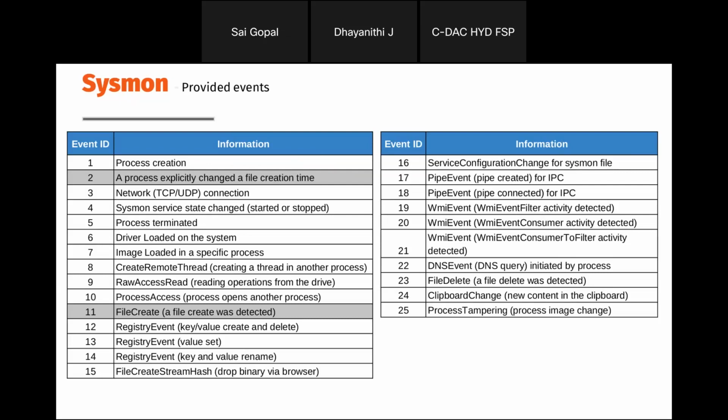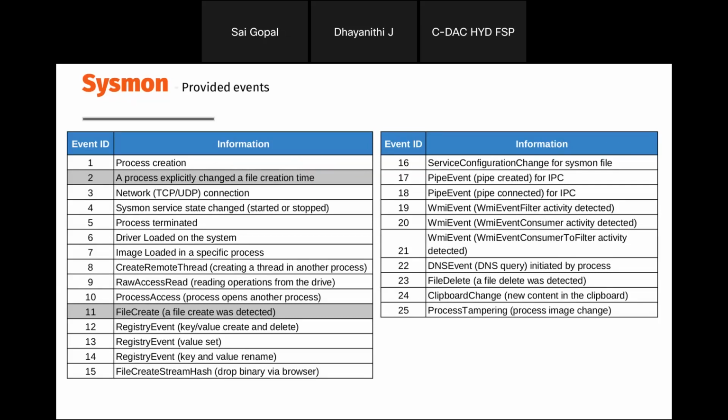Okay, process access, file creation. When you talk about ransomware, most of the time what it will do is create encrypted files and delete the original files. So ransomware creates a lot of files. Okay, file create and registry events. Event IDs 12, 13, 14 are with respect to the registry events.